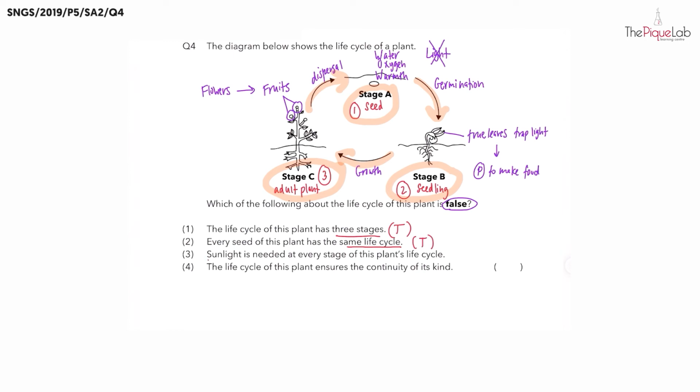Statement 3. Sunlight is needed at every stage of this plant's life cycle. Is that true? Do the seeds need light to germinate? No, the seeds do not need light to germinate. So this statement is false.